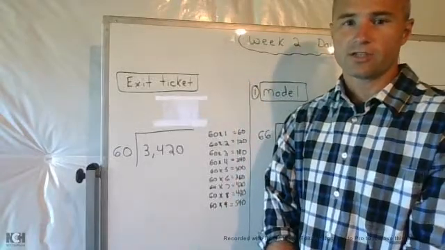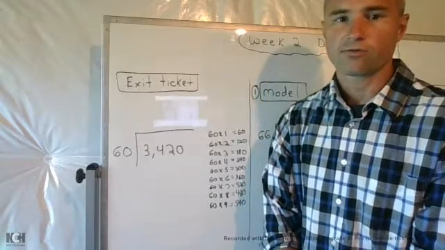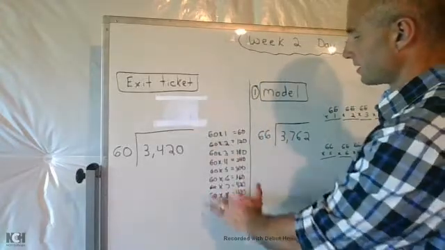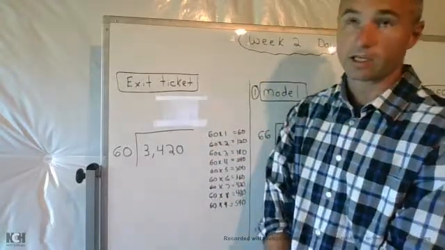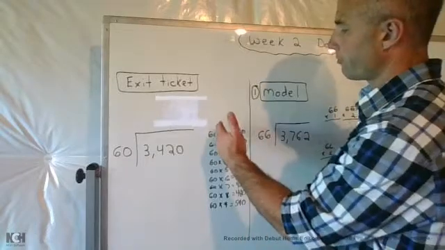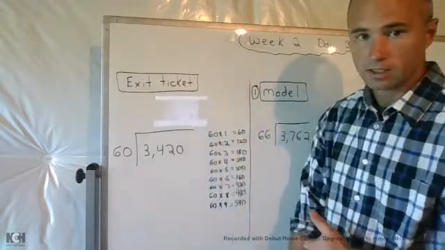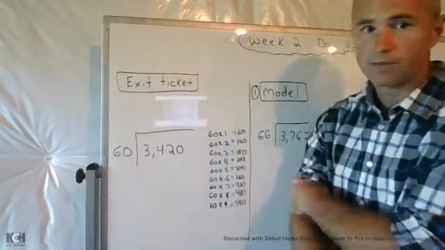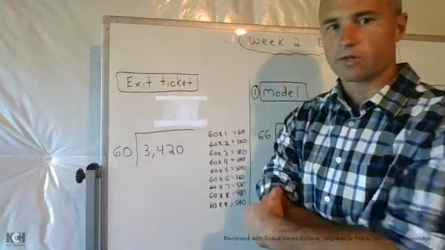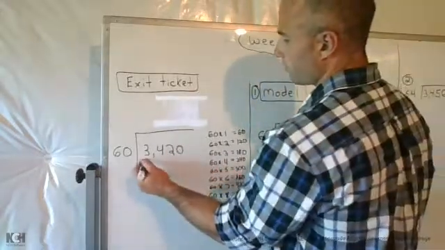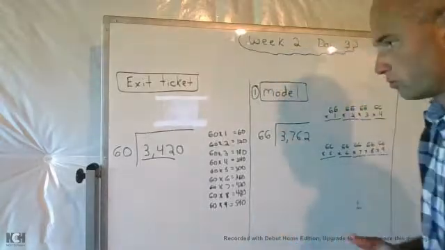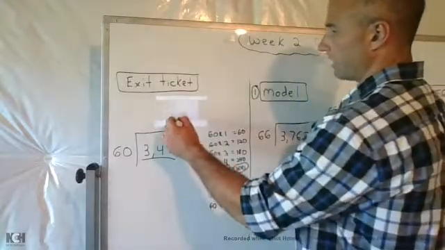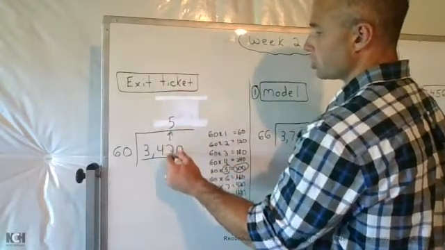Yesterday's exit ticket for day 2 was 3,420 divided by 60. So I have here my 60 times tables, which we worked on yesterday, going from 6 times tables to multiples of 6 to multiples of 60. Now you want to find out how many 60s go into not 3 or 34, but 342. Closest you can get is 5 of them. You get 300. When you do that, 5 goes above the 342.